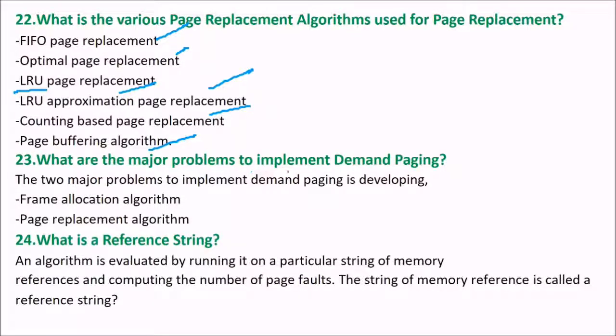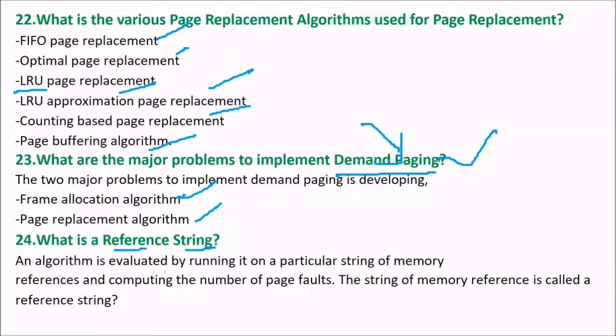What are the major problems to implement demand paging? Virtual memory is implemented by demand paging. This is one of the methods for implementing virtual memory. The two major problems in implementing demand paging are developing a frame allocation algorithm and a page replacement algorithm.